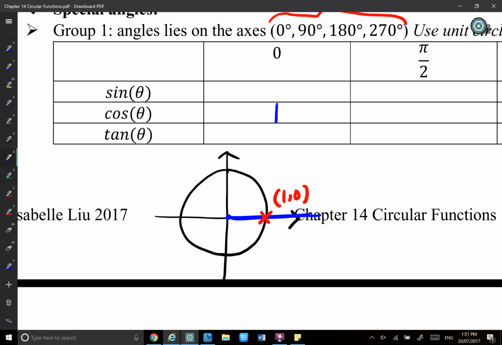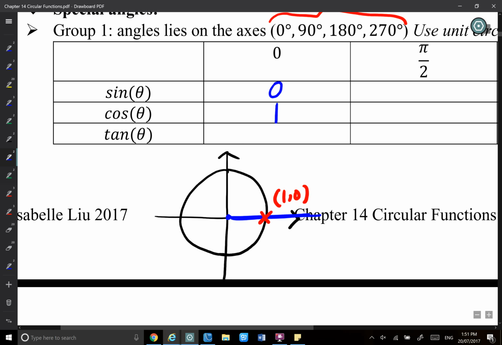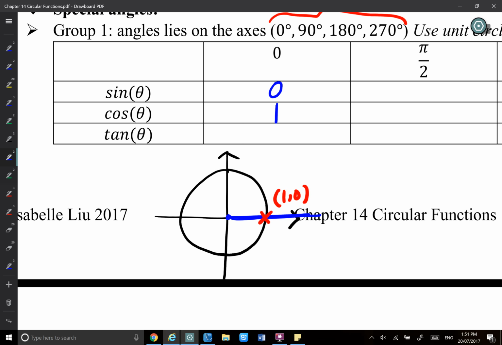So what is sine 0 degrees? Sine is the y coordinates. So the y coordinate is 0, since the point is 1, 0. So sine 0 will be 0. How about tangent? Tan is sine divided by cos. So it's 0 divided by 1, which is 0.